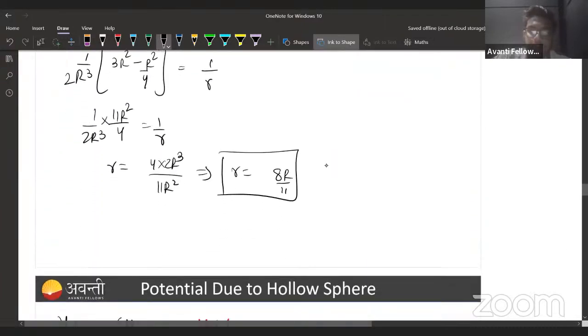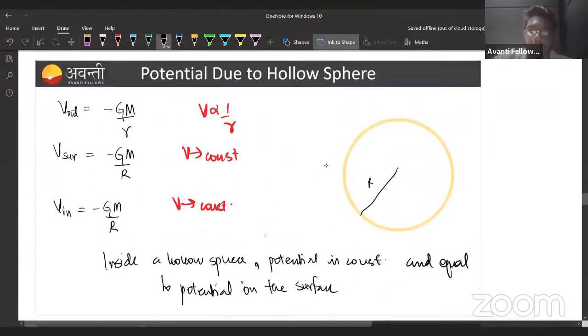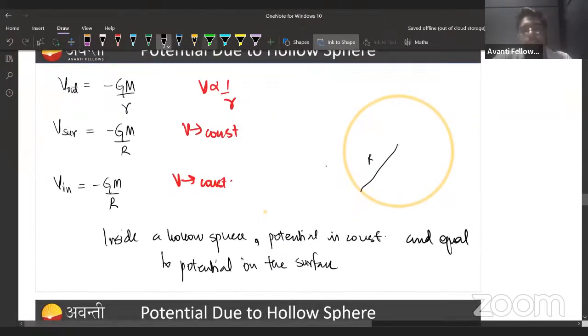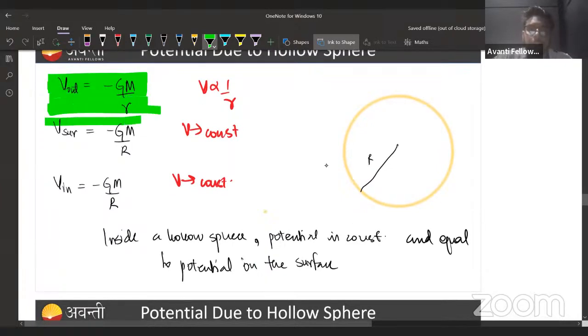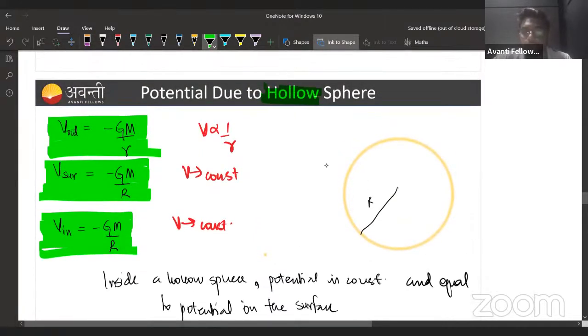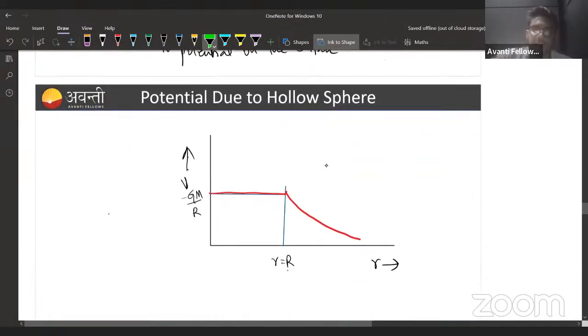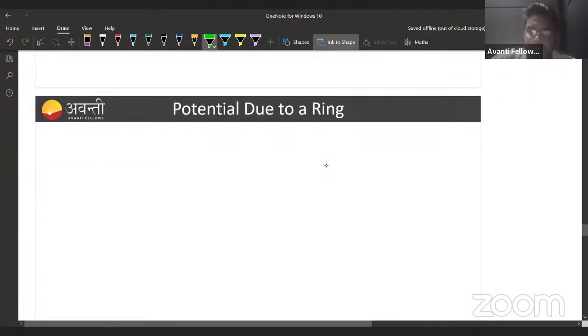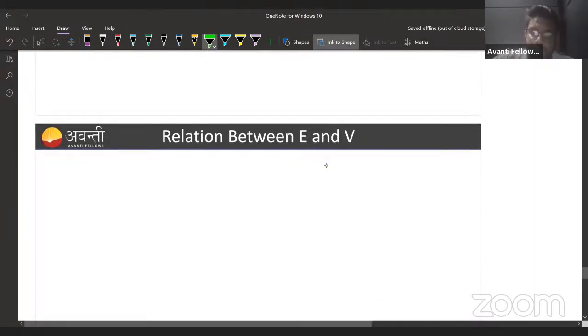Then we saw potential due to a hollow sphere. Outside it yet again acts as a point mass. On the surface, we substitute small r as capital R, same. But inside, potential is the same as on the surface. Only for a hollow sphere, you have to remember this fact. Only for a hollow sphere it is true. Then we saw its graph, and we are ending this class.